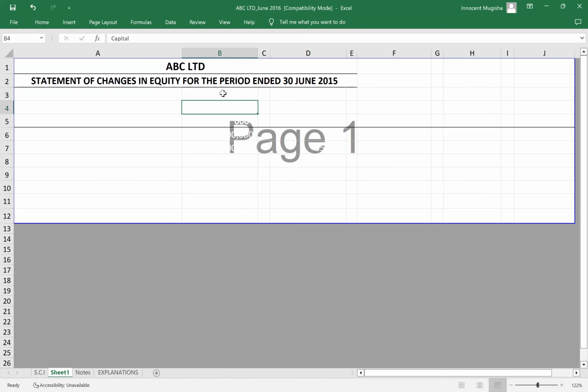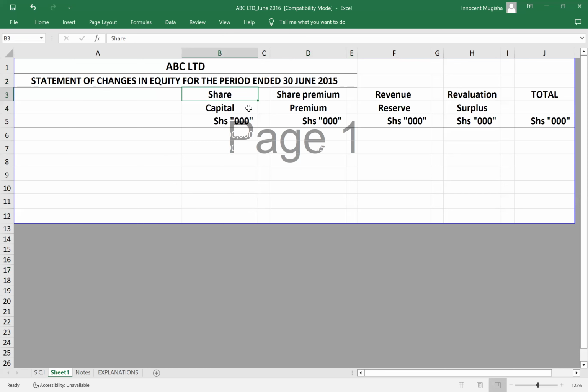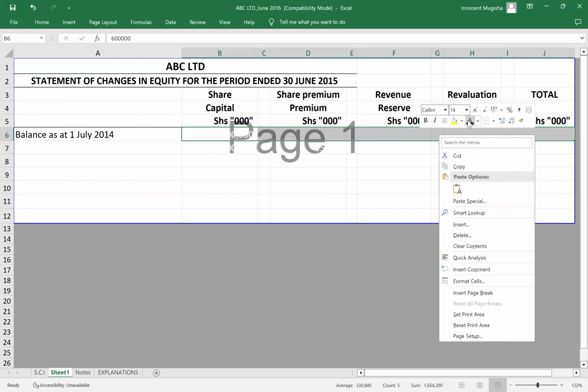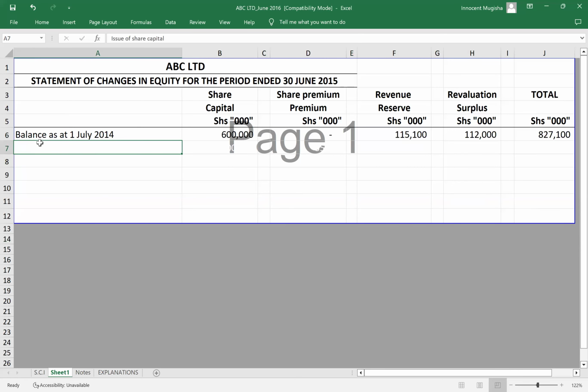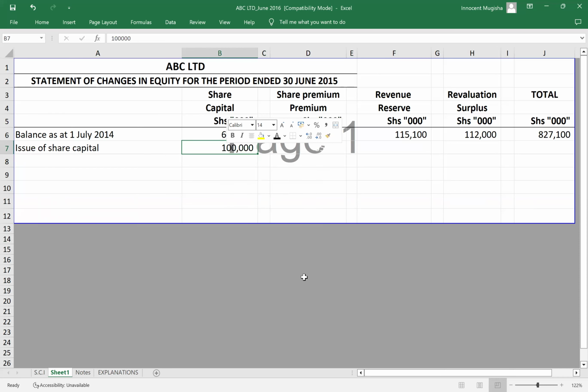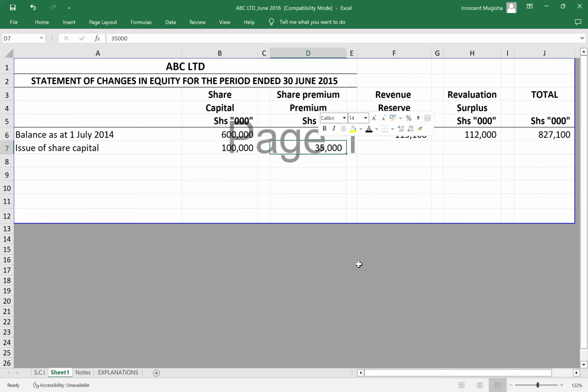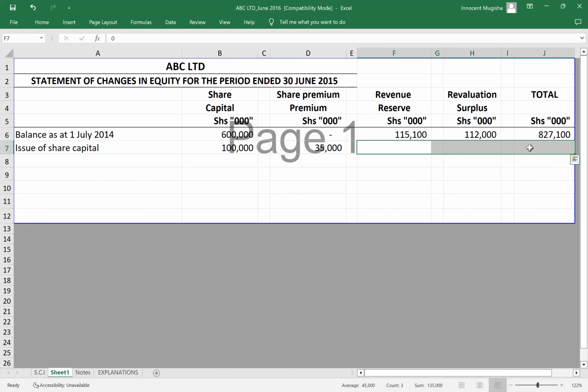As you know, I have all the columns here indicating the reserves under changes in equity: the share capital, share premium, revaluation reserve, revenue reserve, and the revaluation surplus. I begin with the opening balances for each of these accounts as given. There's no problem there. Then we have the issue of shares that happened, where we determined 100 million from the additional information for the share capital and 35 million for the share premium.